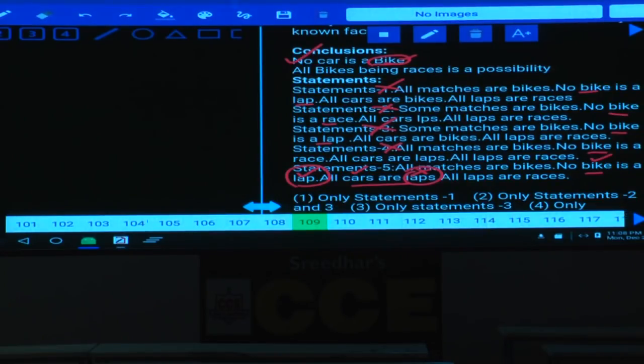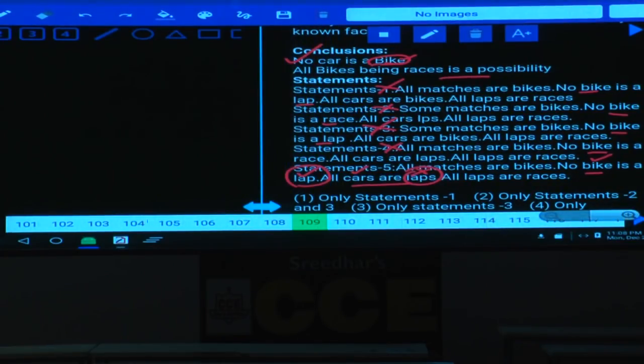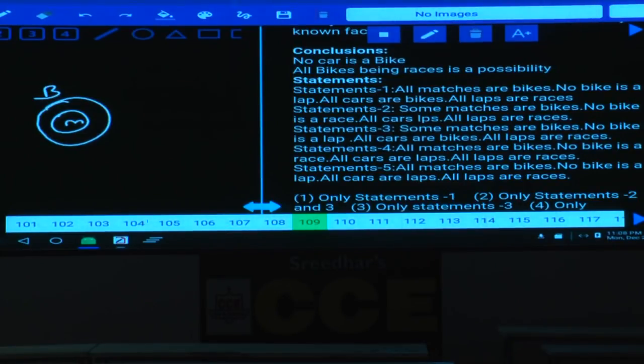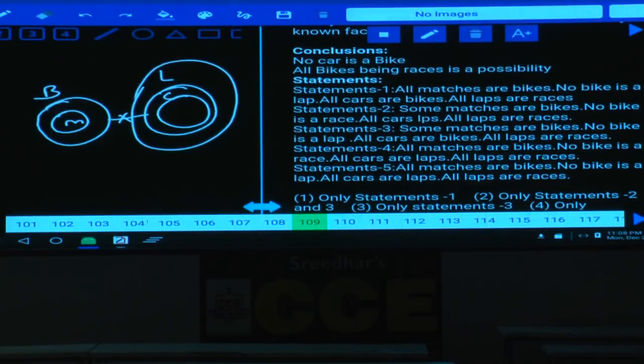And the next one, all bikes are races is a possibility. Now sir, as we could finalize the definite conclusion, now for the possibility you can draw a diagram, isn't it? Yes, what is the diagram here? Now all matches are bike. Next one, no bike is a lap. And next one, all cars are laps, and all laps are races.